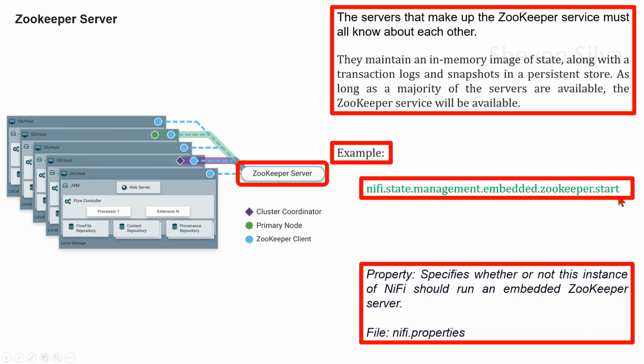As an example, we can consider this property: nifi.state.management.embedded.zookeeper.start specifies whether or not this instance of NiFi should run an embedded Zookeeper server. This is available in nifi.properties.